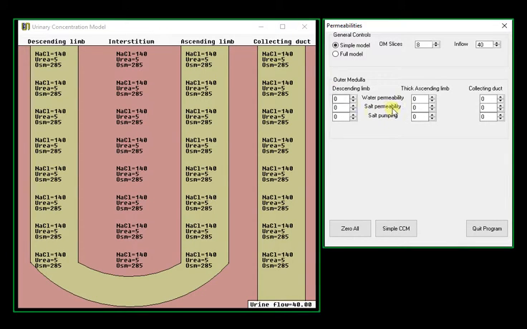So therefore, when you were testing out this computer program, you should have increased the water permeability by a large increment to around, let's say, 100 arbitrary units. And there should have been no salt pumping and a very low salt permeability as well.